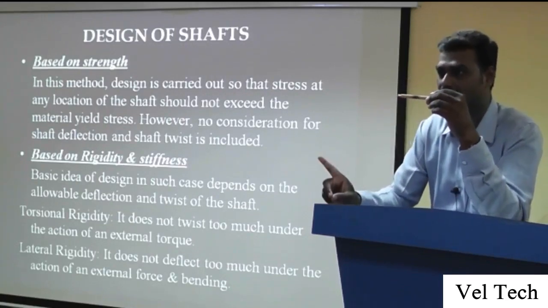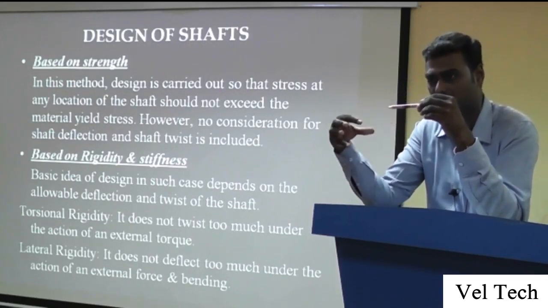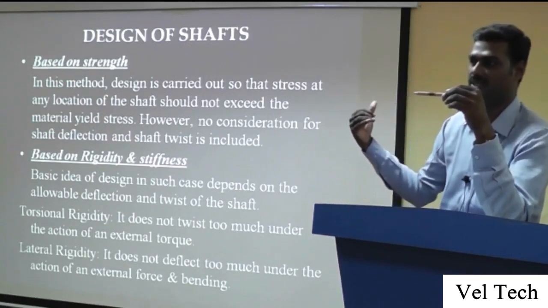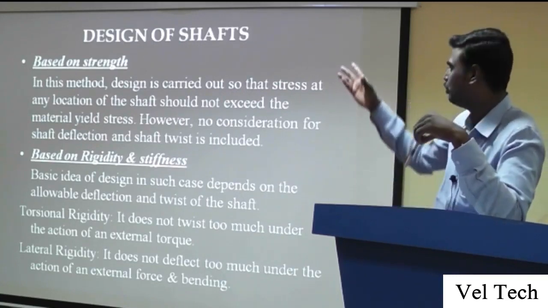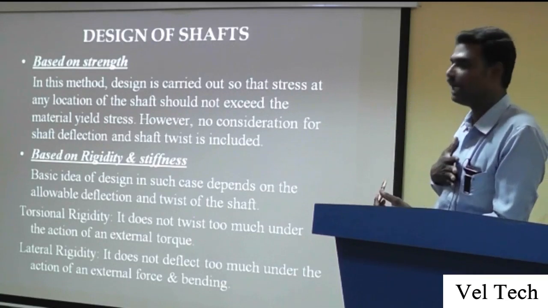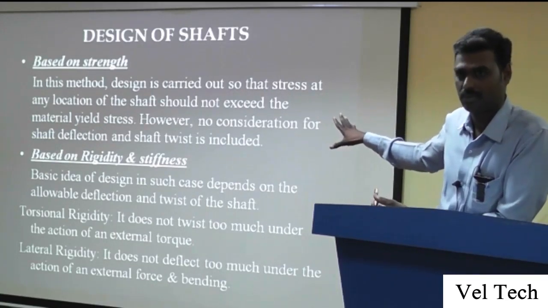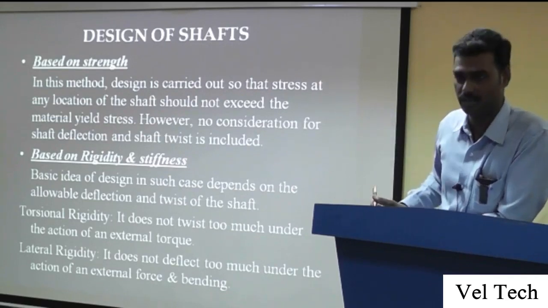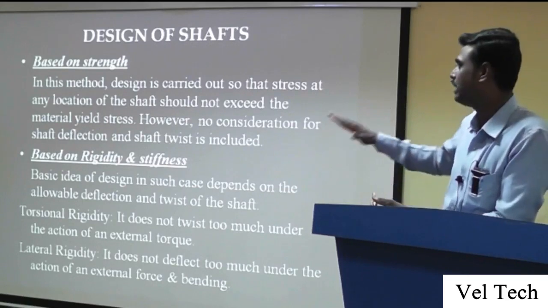And in the second condition, I am going to consider the twist and deflection. It is called based on rigidity and based on stiffness. So what is stiffness and what is rigidity? The basic idea of the design in such cases depends upon the allowable deflection and twist of the shaft, as I already said. So we have to consider two cases: one is torsional rigidity, another one is lateral rigidity.